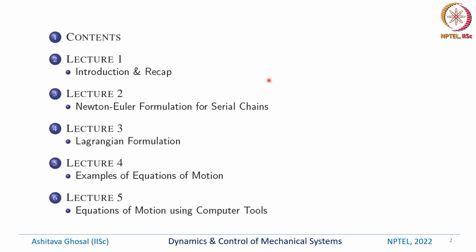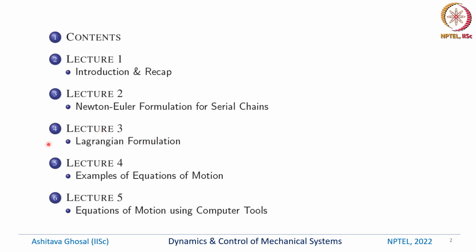On the topic of equations of motion for a rigid body and multi-body systems, there will be 5 lectures. These will be spread over the next 2 weeks, this week and the next week. In the first lecture, we'll look at introduction and a recap of the contents which we have done before. In the second lecture, we'll look at the Newton-Euler formulation for serial chains. This is a very well-known approach which is used extensively in many robots and other mechanical systems.